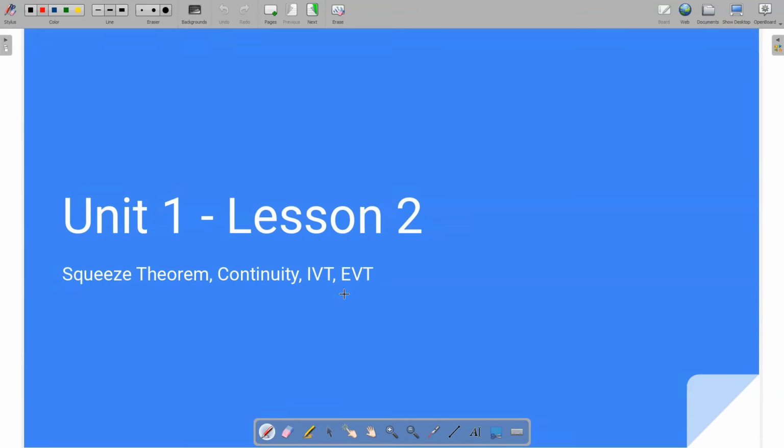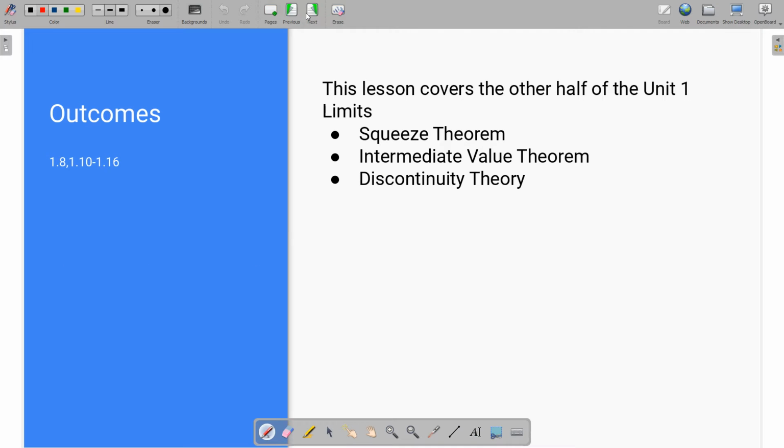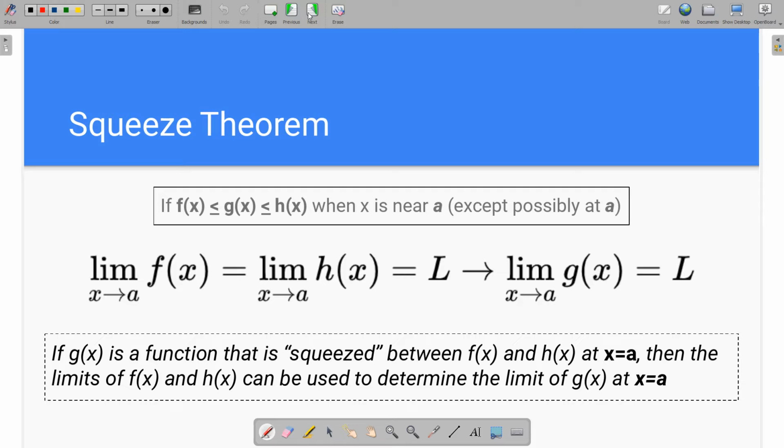Hi everyone, welcome to Unit 1, Lesson 2, where we're going to continue to explore topics with and related to limits. And we're going to round out that first unit in the AP curriculum. So we're going to talk specifically about squeeze theorem, intermediate value theorem, and just a little bit of discontinuity theory, and just a few other tangentially related stuff.